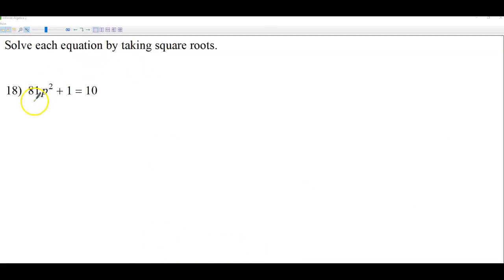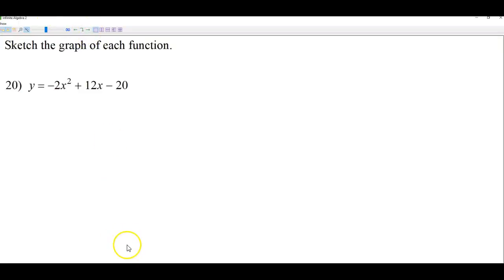Once again, if you want to see more problems like this and practice these, I would look at the 4.1 notes. All right. Let's go ahead and take a look at number 20. This one's asking me to sketch a graph of the function.